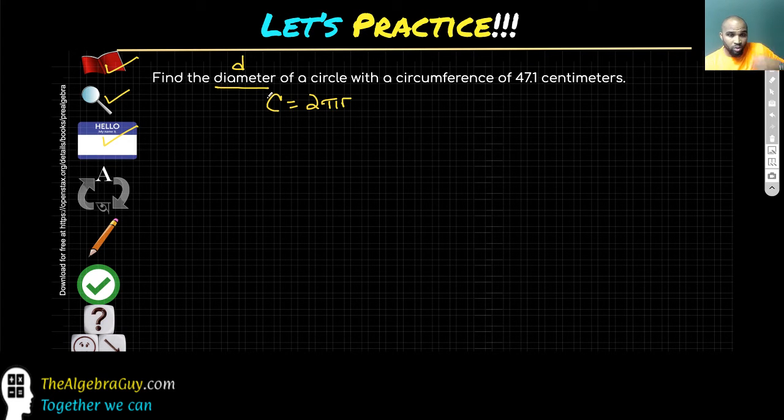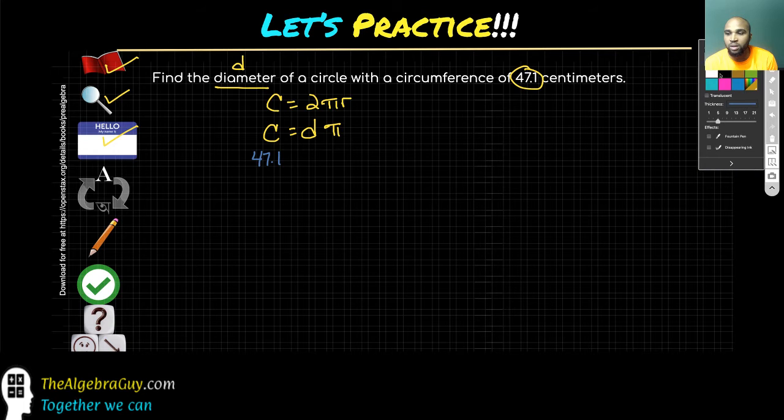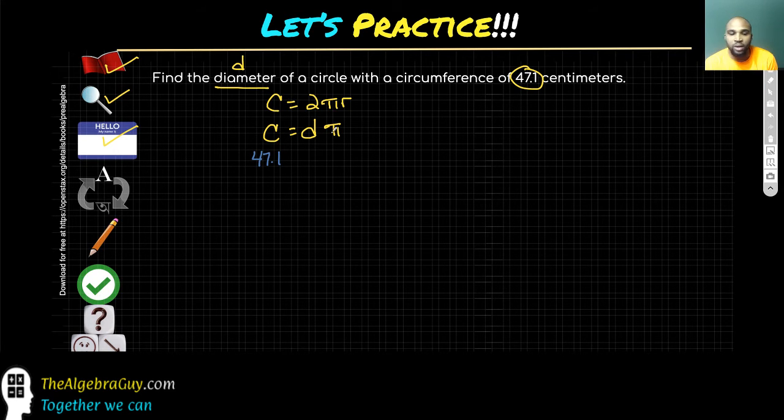And what are we looking for? We're looking for D. Well, I don't have a D here. So let's use the other formula, because 2 times R is the same thing as diameter. So I can use this second one. And we know that the circumference this time is 47.1. So in place of the C, I'm going to put 47.1. All right. And I know that we're looking for D. We're going to leave that there.